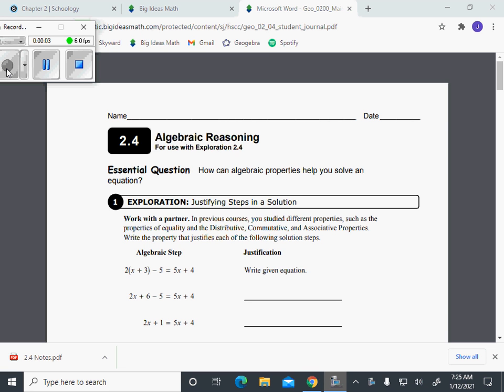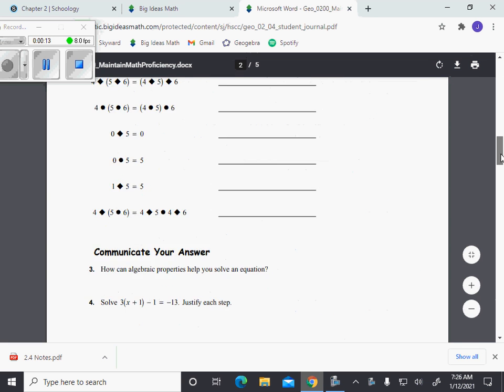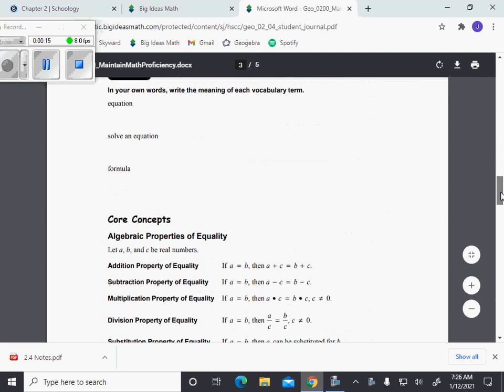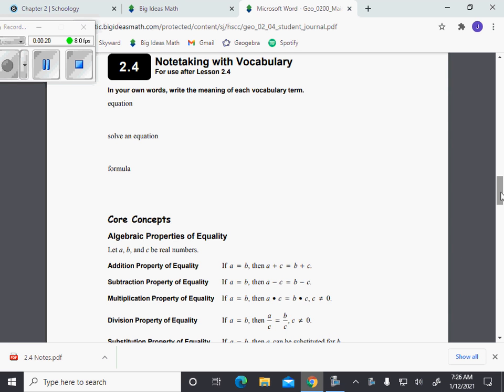Okay, this is our 2.4 algebraic reasoning. We're actually going to dive more into proof-based problems here. Okay? I'm going to start way down here with definitions, and then we'll go back up to the top. I'm going to write these definitions. You can write them in your own words, however you want to remember these.